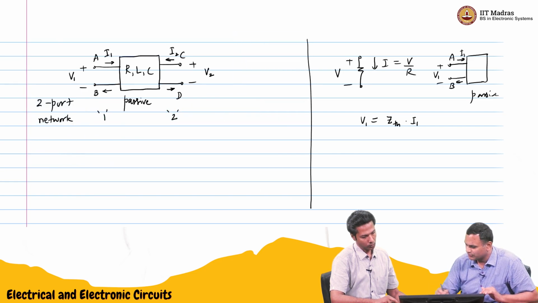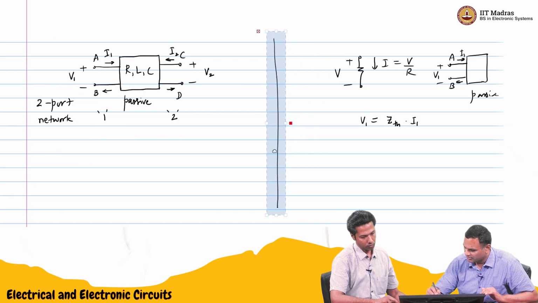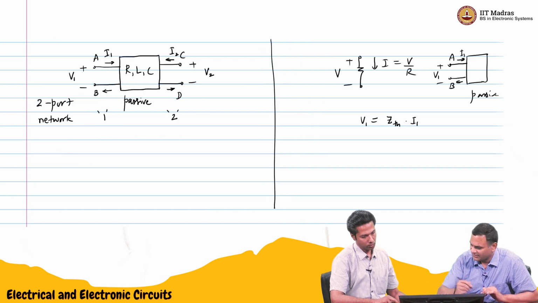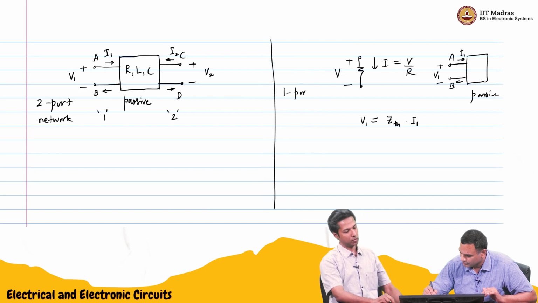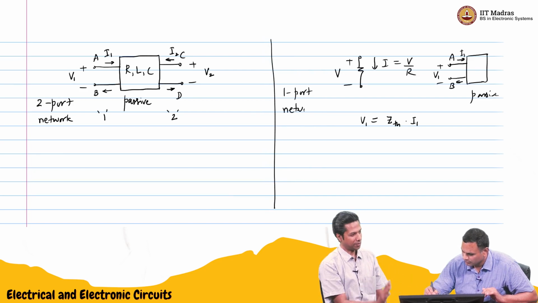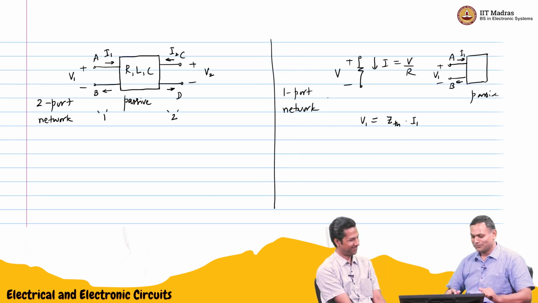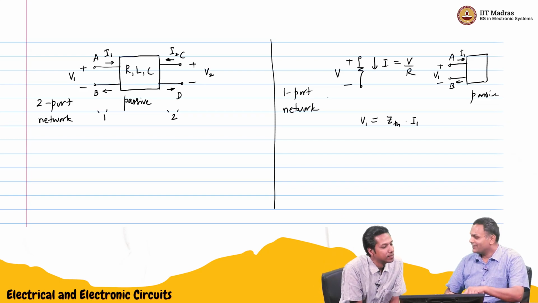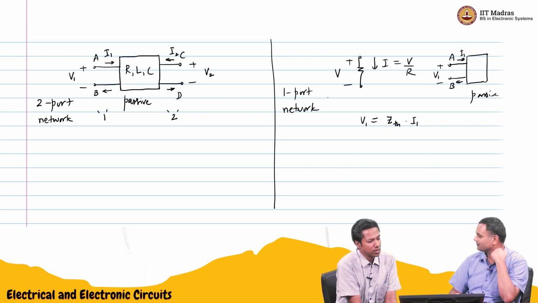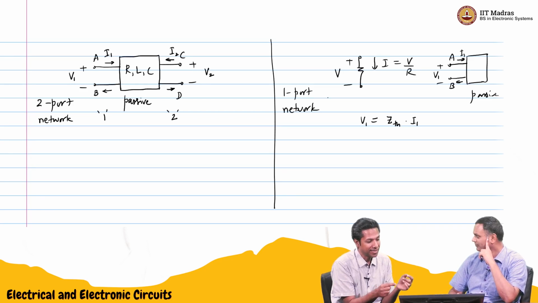This is your 2 port network. For the 1 port network, it is easy. With whatever we know, we can manage 1 port. Any ideas on what we can do here? I don't know. You have marked V1, I1, V2, I2. Correct. These are the parameters I can measure.